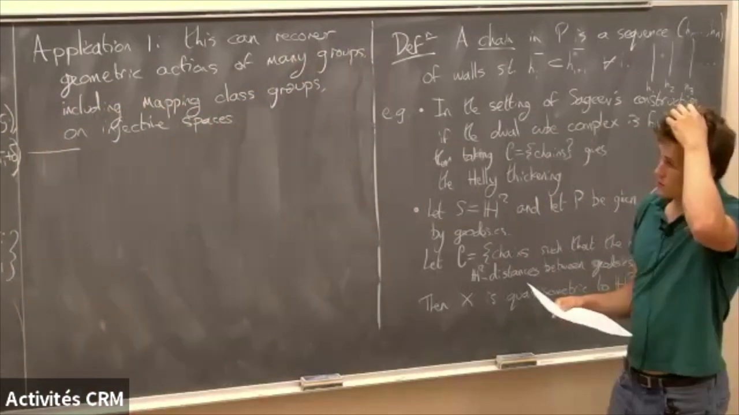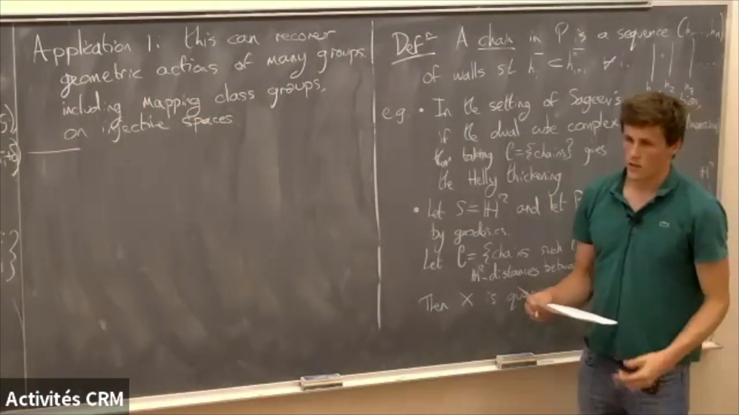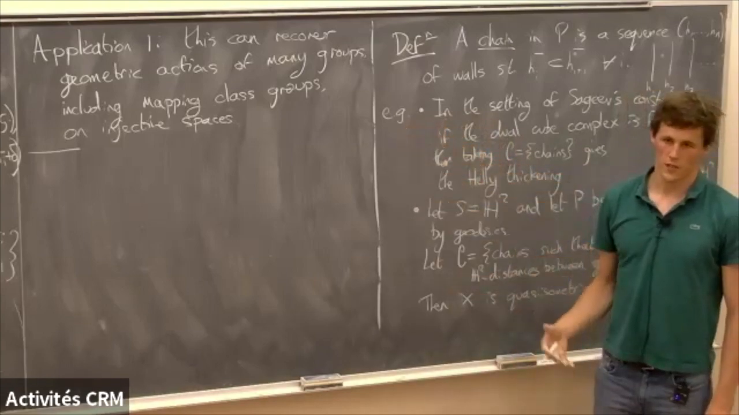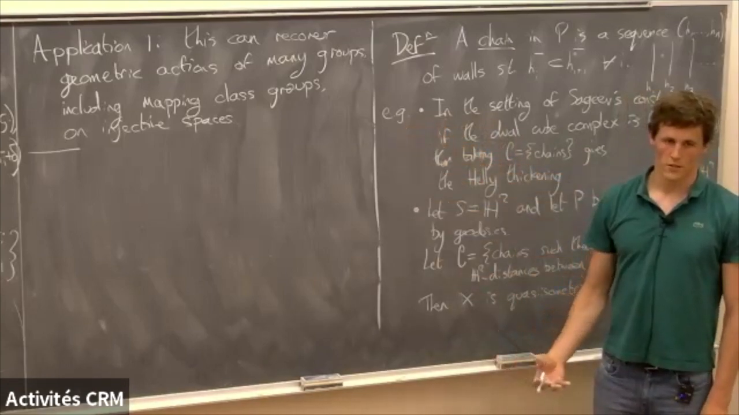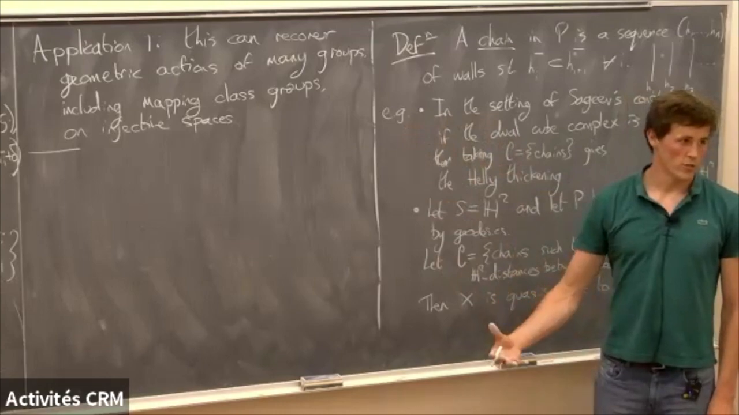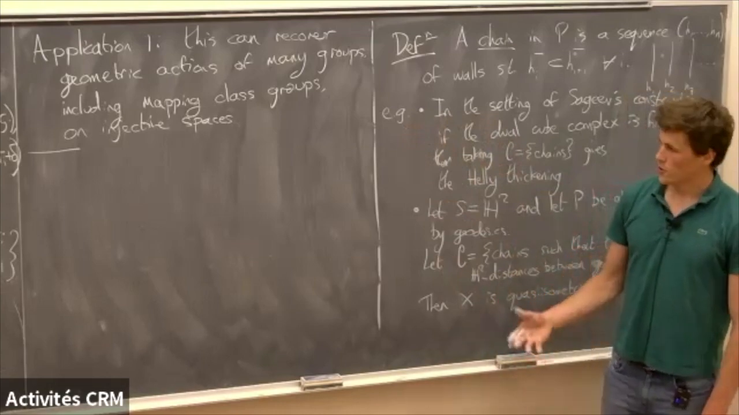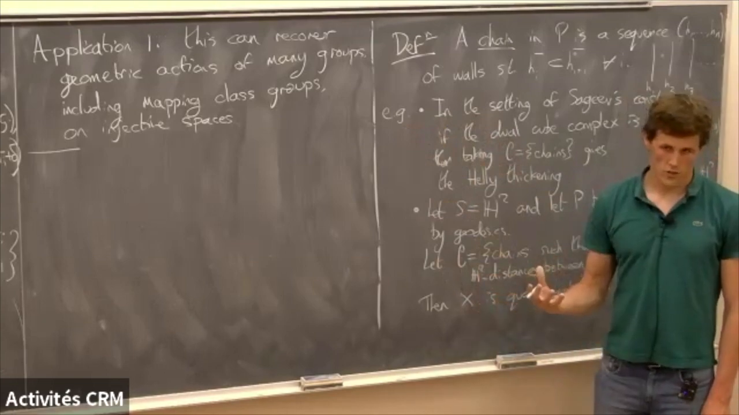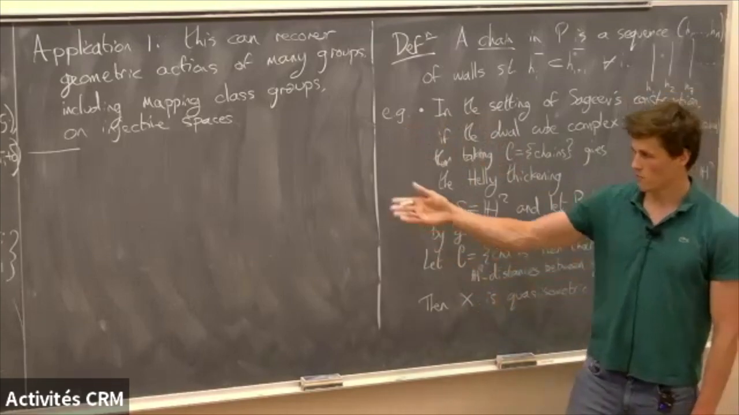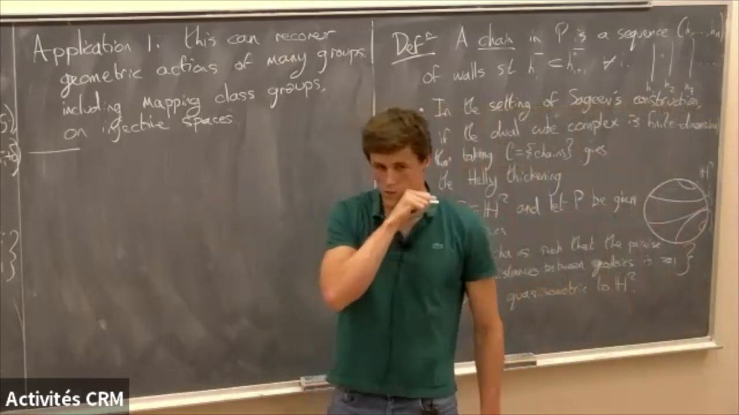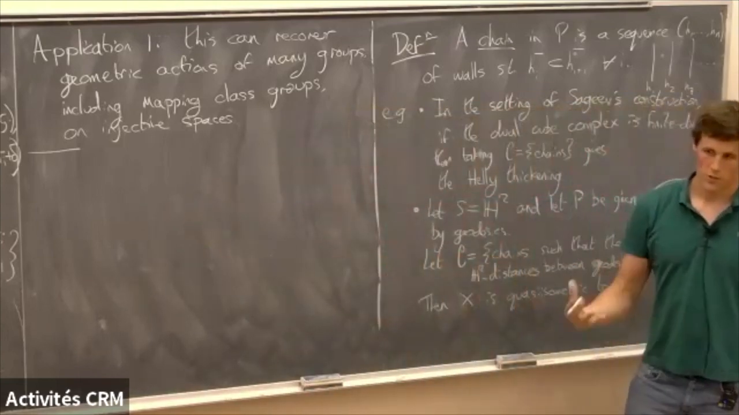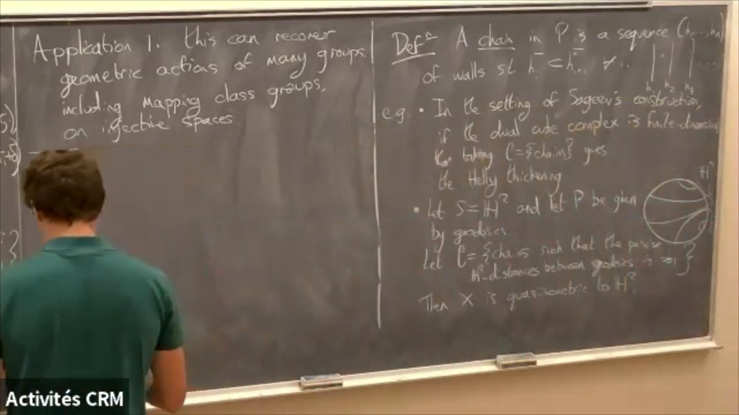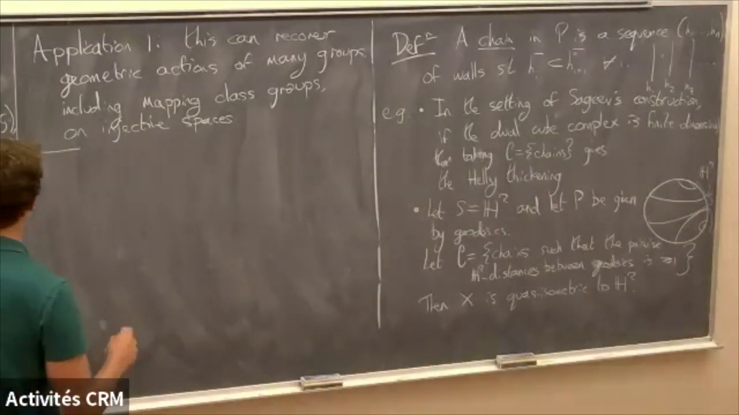Okay, so the remainder is going to be about, this was producing actions on injective spaces, but in the title there was the word hyperbolicity. So I want to talk about how to get actions on hyperbolic spaces. In order to use this to get an action on a hyperbolic space, there's going to have to be some source of negative curvature. So far, there is no such thing. So you're going to need some assumption in order to get something hyperbolic out at the end. And that's provided by the following.